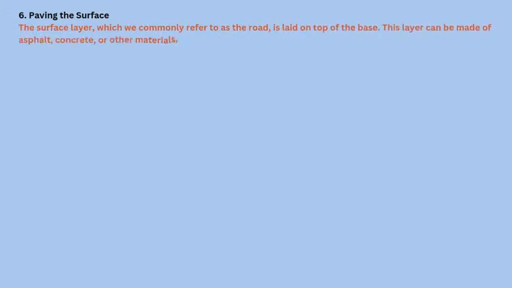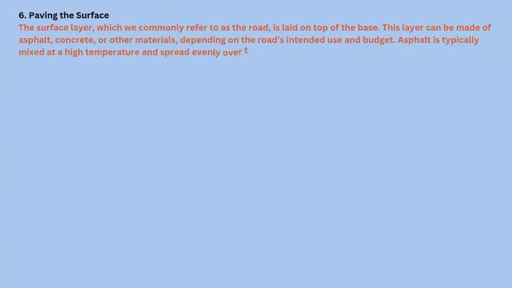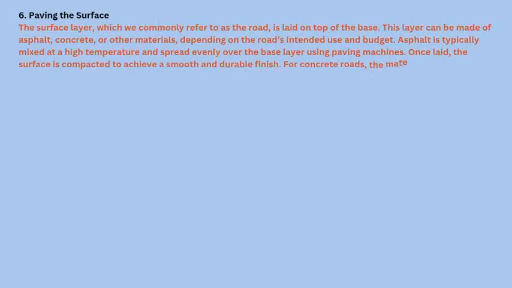6. Paving the surface. The surface layer, which we commonly refer to as the road, is laid on top of the base. This layer can be made of asphalt, concrete, or other materials, depending on the road's intended use and budget. Asphalt is typically mixed at a high temperature and spread evenly over the base layer using paving machines. Once laid, the surface is compacted to achieve a smooth and durable finish. For concrete roads, the material is poured, leveled, and allowed to cure for several days.